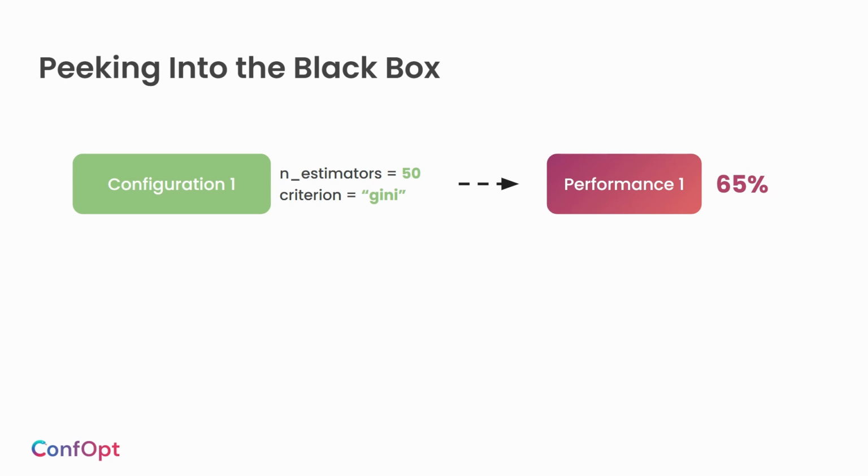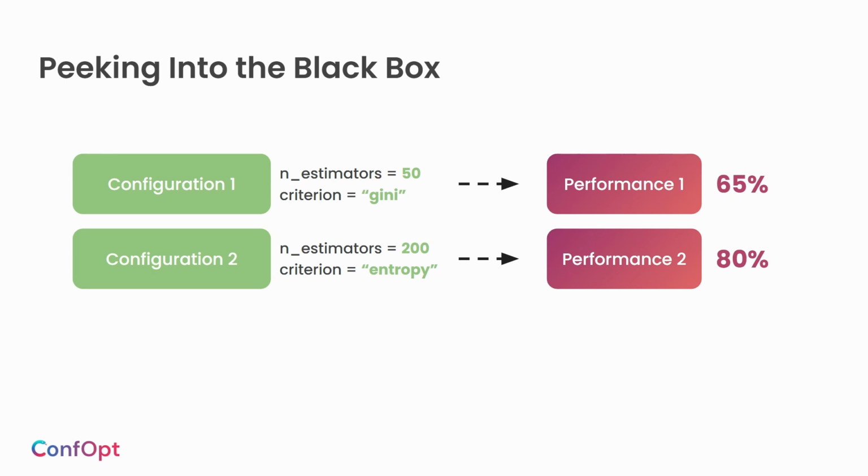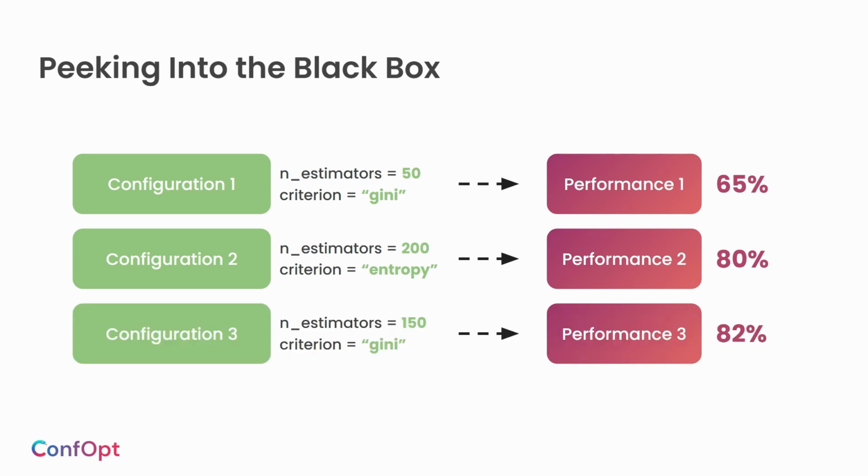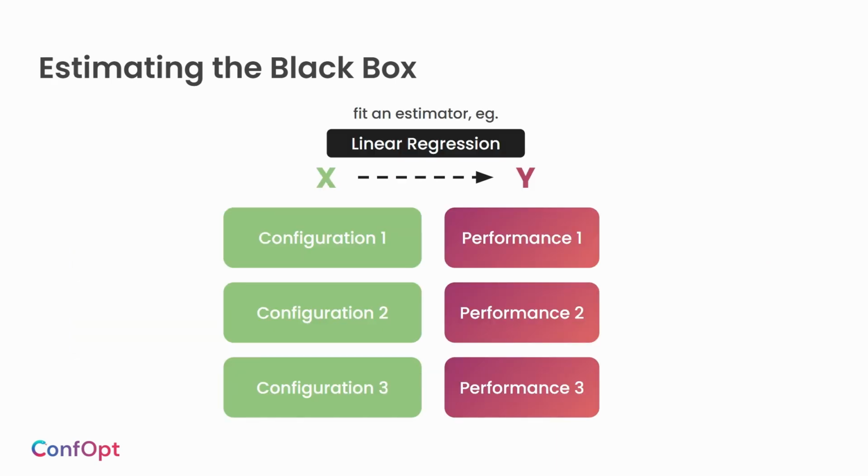Then I want to repeat this a couple times, so I might get another couple random configurations and see what their performance is. And now I have some initial indication of how configurations affect performance. So basically I'm just sampling along this true black box function, and I'm getting some examples of how configurations affect performance.